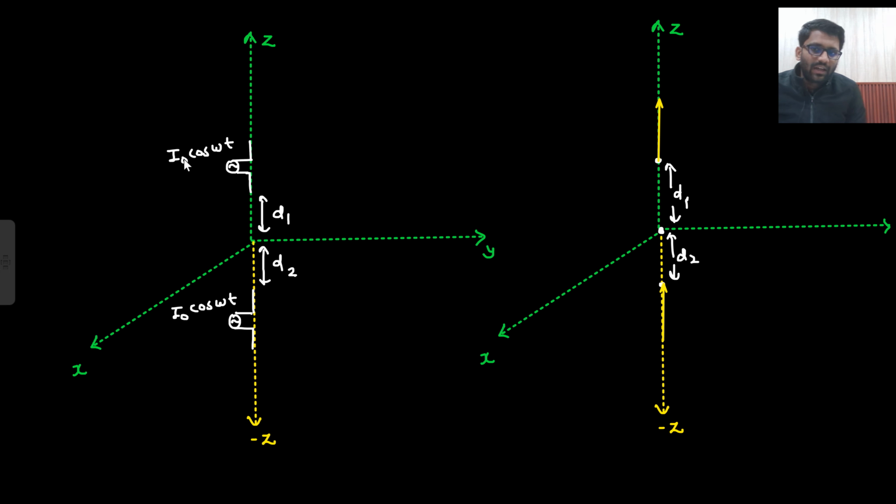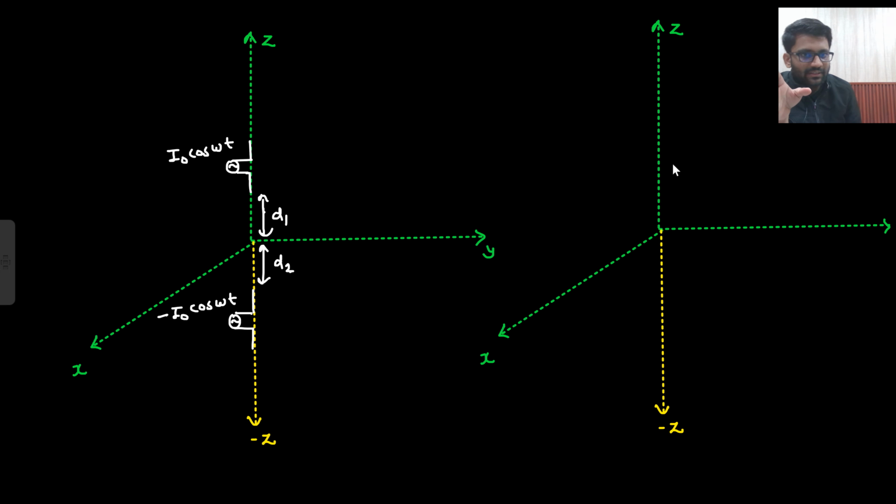Now how much current is this antenna having? I naught. Peak current only I am writing. And how much peak current is this antenna having? I naught only. So both currents are the same and both are in the same direction, right? Is that clear? Let's go to the next slide.